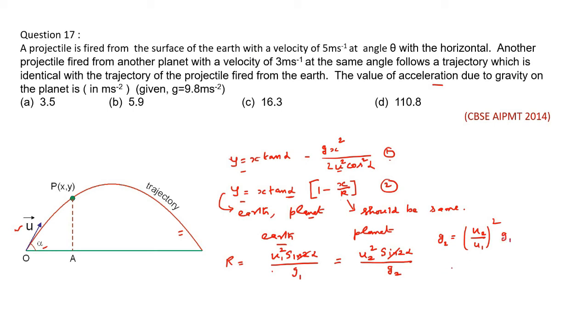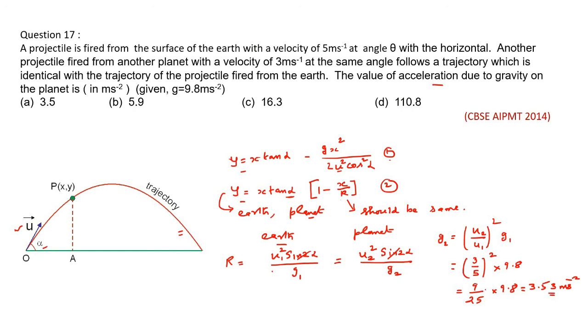So u2 is given to be 3 meter per second. u1 is given to be 5 meter per second. This is 9.8. So 9 by 25 into 9.8. When you calculate this, you will get 3.53 meter per second squared.